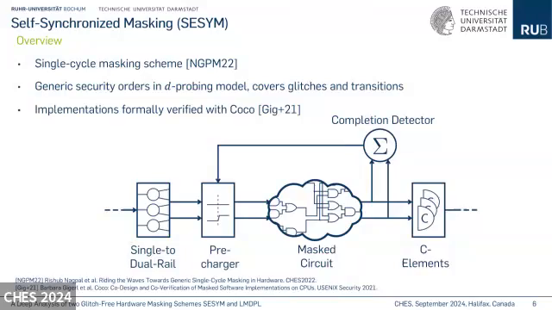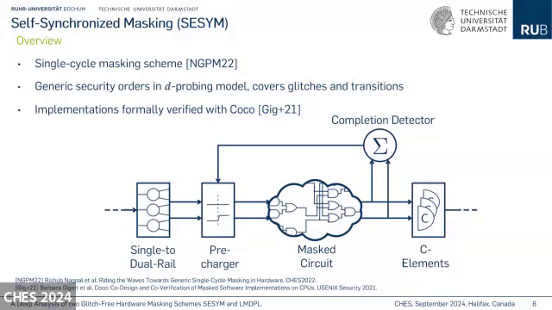Now, 2 years ago here at CHES, the self-synchronized masking scheme was introduced, and it builds up on top of these principles. So it uses this DRP protocol and also the WDDL gadgets. And by this, it implements a single cycle masking scheme for arbitrary orders. And here it should be noted that the robust deprobing model assumes glitches on all of the inputs.